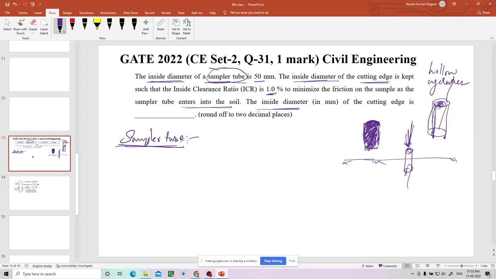Let's go to the next slide. You will understand in the next slide how the sampler tube looks, and what are the three things we need to look at when we are going for the sampling. I already gave some introduction about the sampling, undisturbed samples and disturbed samples. See that there are two kinds of samples. One is a disturbed sample, one is an undisturbed sample.